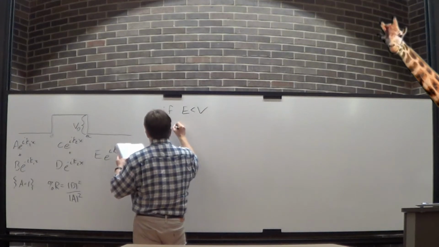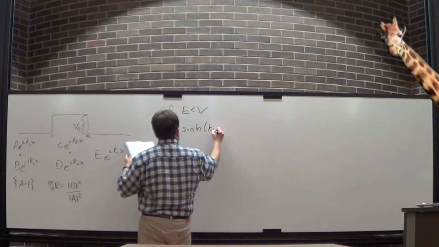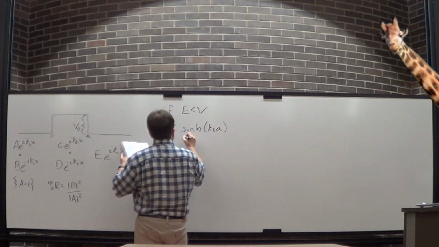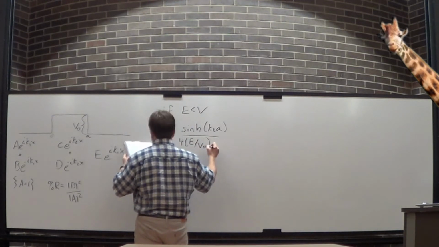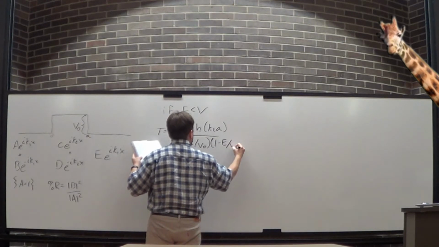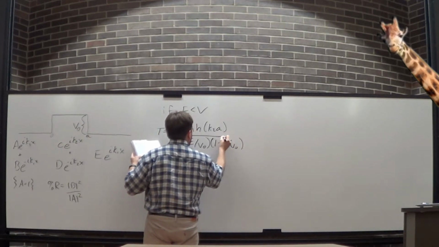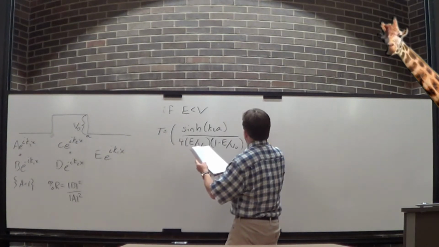And what you get is a sinh K2A over E, whatever the potential barrier is, I call it B naught, 1 minus E over B naught. Okay, it's not very symmetrical.